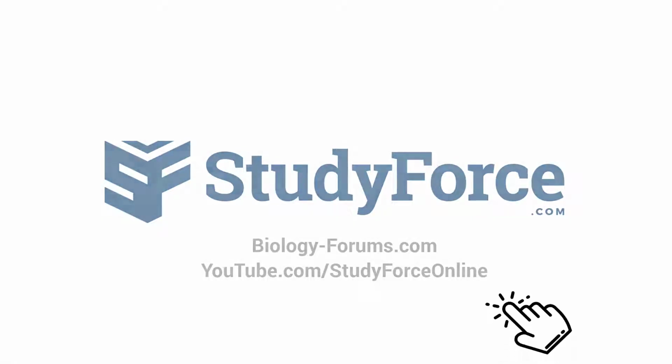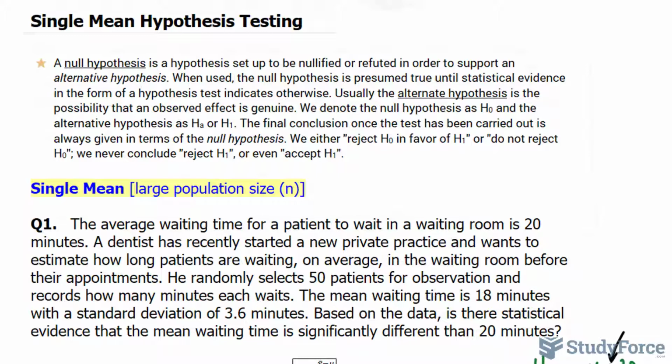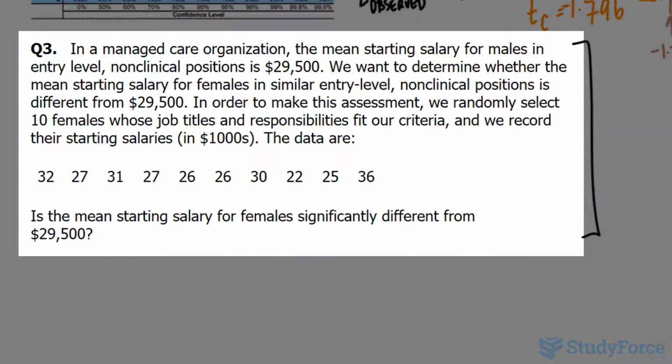Welcome back to question 3 of our series on hypothesis testing for a single mean. The question reads: in a managed care organization, the mean starting salary for males in entry-level non-clinical positions is $29,500. We want to determine whether the mean starting salary for females in similar entry-level non-clinical positions is different from $29,500.